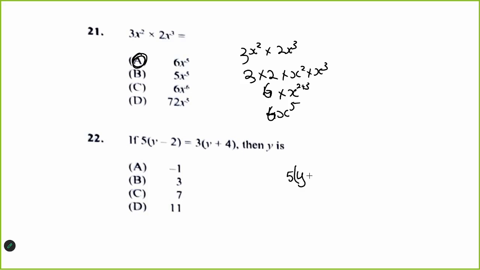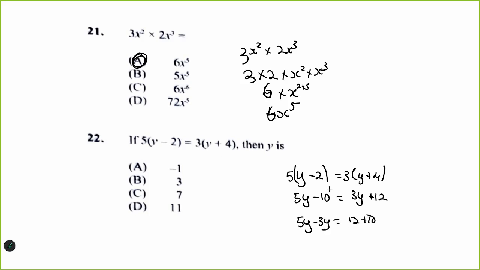5y minus 2 is equal to 3y plus 4. That's 5y minus 10 is equal to 3y plus 12, right? Or you could just simply substitute these and see which one would give you equal. I'm going to solve for y. That's 5y minus 3y is equal to 12 plus 10. Carry this across on this side, carry this across on that side. So you're going to get 2y is equal to 22, so y is equal to 11. So the answer is D.